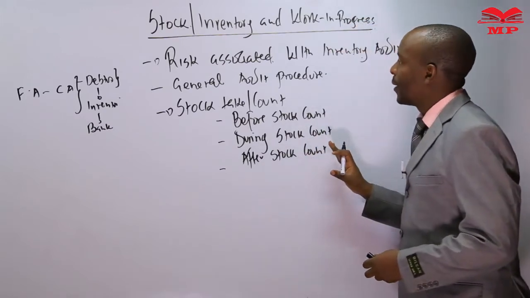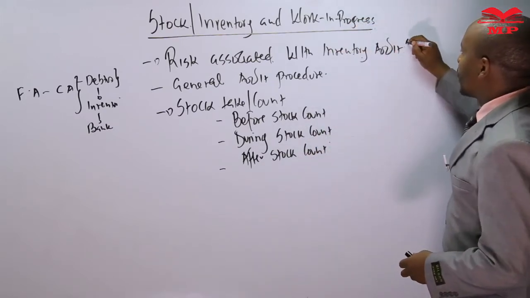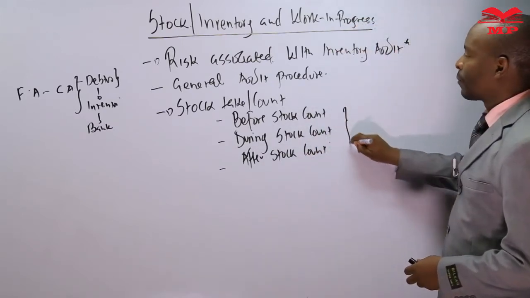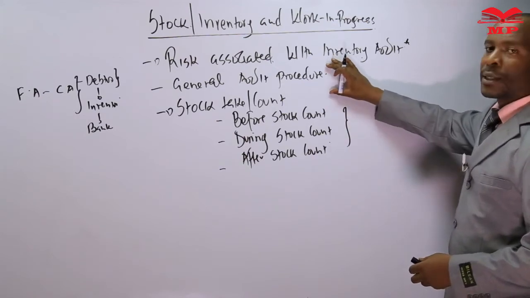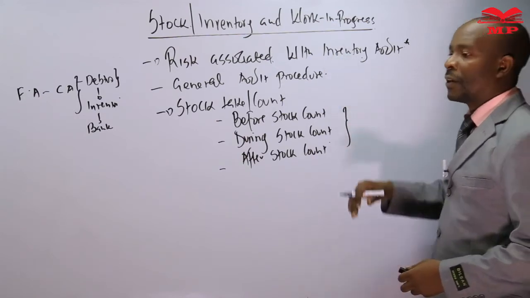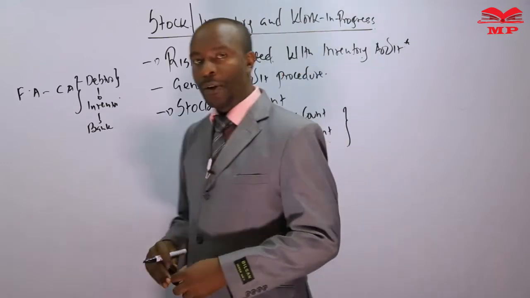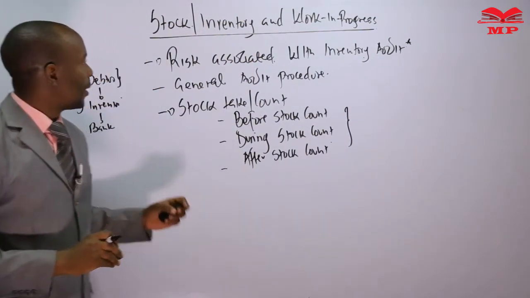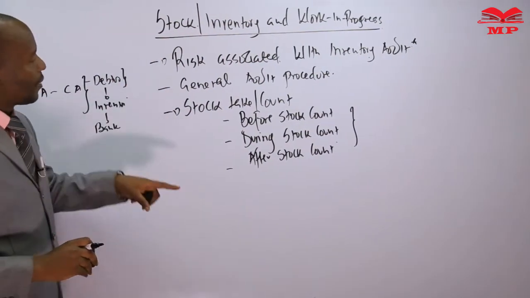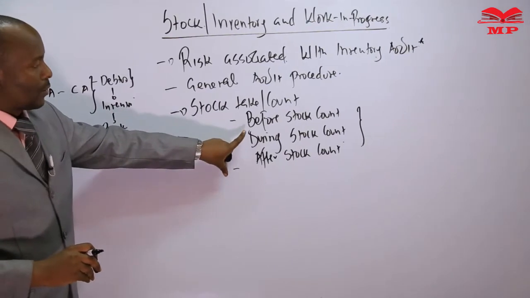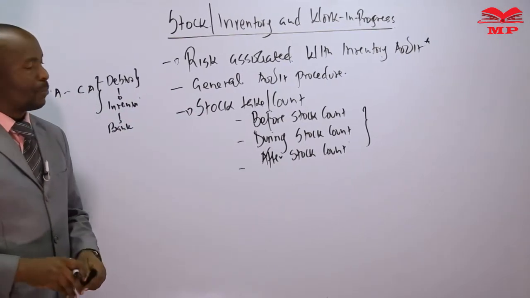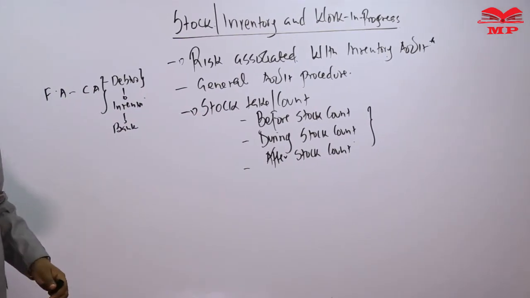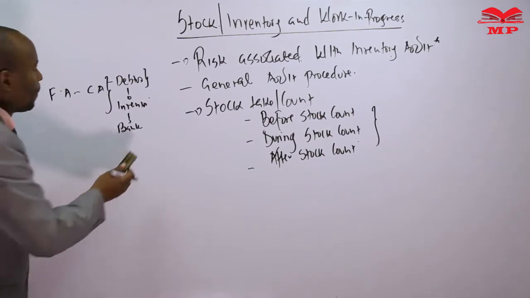This is what we are covering here, but the most important part I want you to get is this and this. It doesn't mean that this one is not important. It's also very, very important, and you can find it in an exam question. So I'm introducing the whole thing in this particular part. We are covering three areas. The most difficult part, especially for most of the students, is this particular part of auditing of inventory when we are doing the stock take.